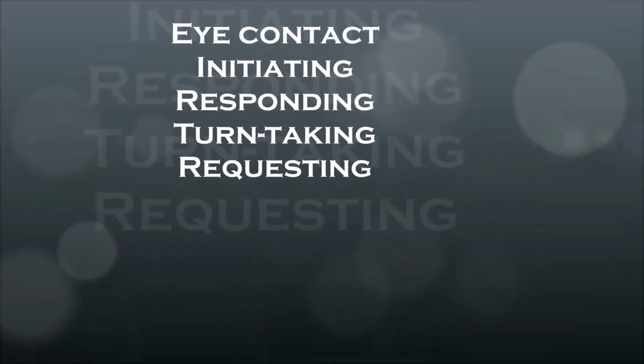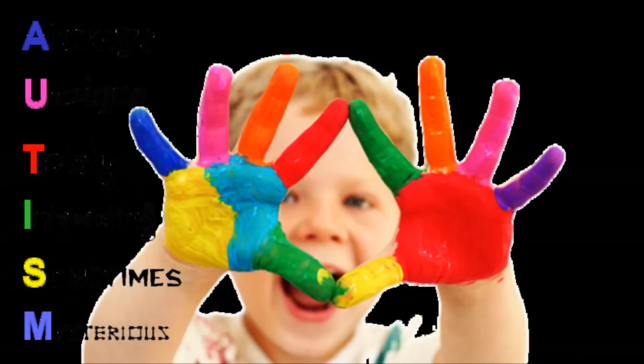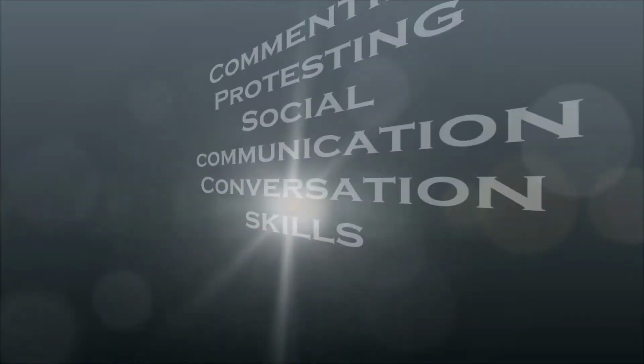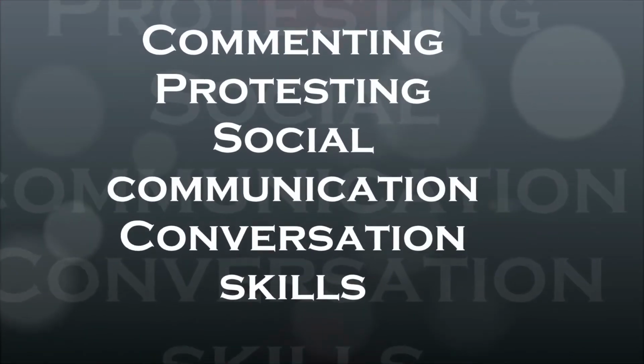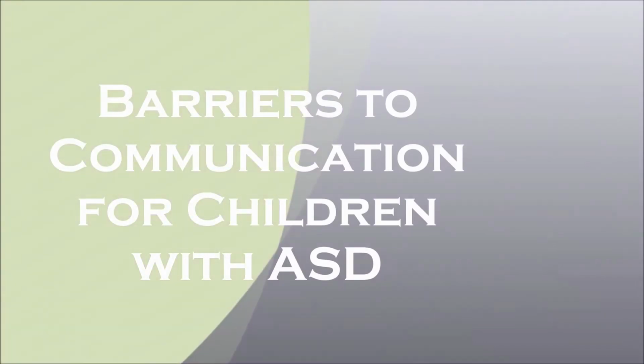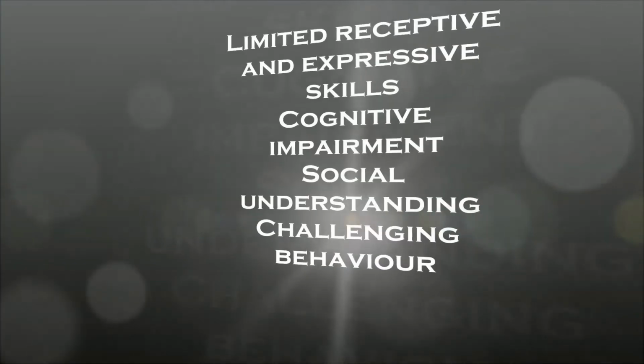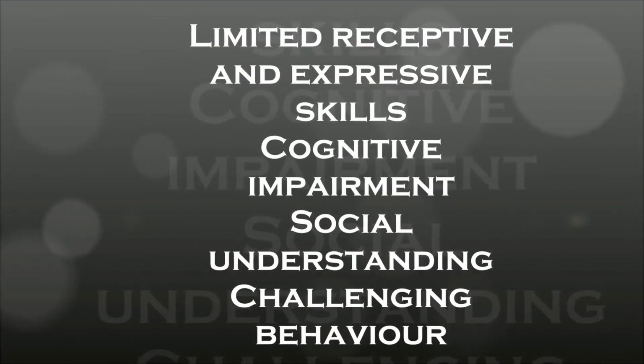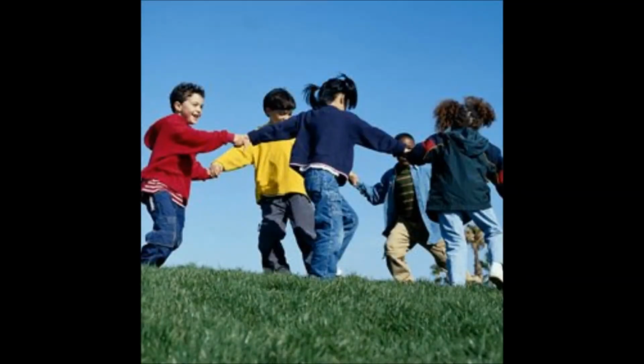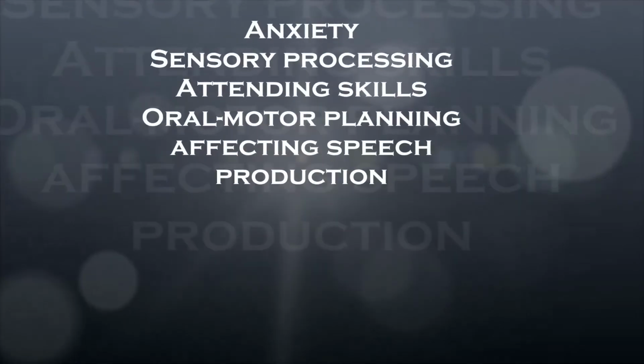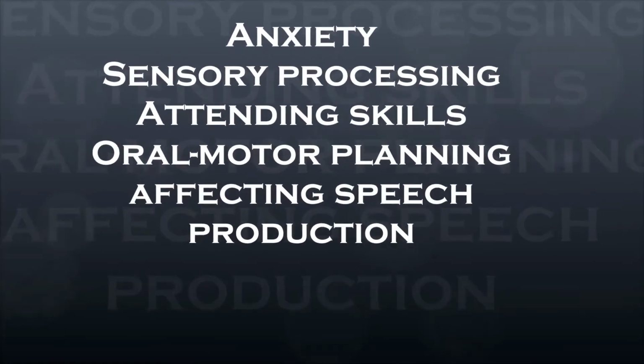Individuals with autism may have difficulty with eye contact, initiating, responding to peers, turn-taking, requesting items desired, commenting, protesting and/or advocating for self-needs, social communication, and conversation skills. There are several barriers to communication for children with autism. This may include limited receptive and expressive skills, cognitive impairment, social understanding, and challenging behavior. You may see anxiety, sensory processing challenges, attending skills, and oral motor planning that may affect speech production.